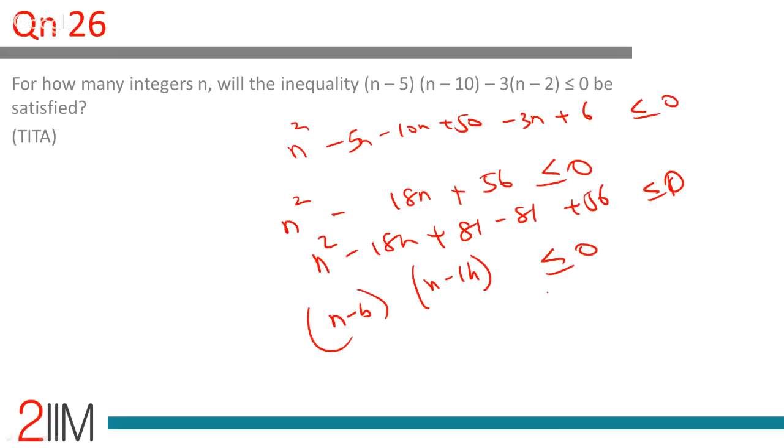So n should lie between 4 and 14. It can be 4, it can be 14. So it can be 4, 5, 6, 7, 8, 9, 10, 11, 12, 13, 14, 11 values. Bam, done.